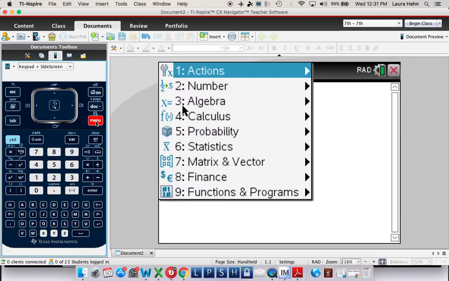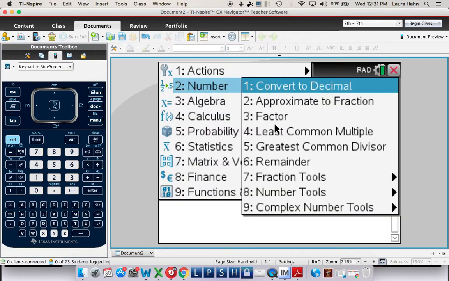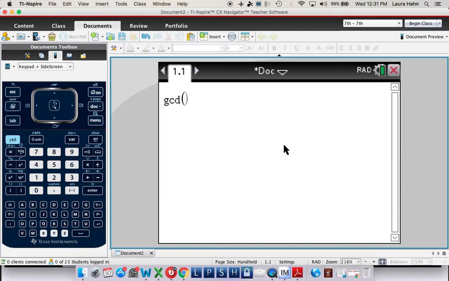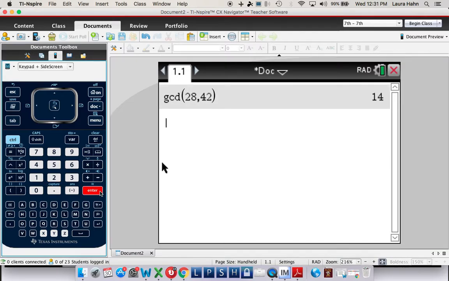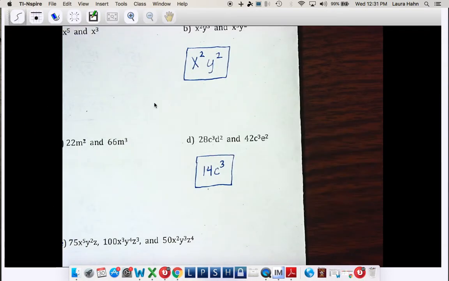you press Menu, Number, Greatest Common Divisor, and you type in your two numbers, so 28, 42, and press Enter. It'll tell you the biggest number that will go into both of those, 14. So this is just a trick that you can use when you're at school or if you have your own calculator, but use your head when you're at home for now. Okay, let's try E.